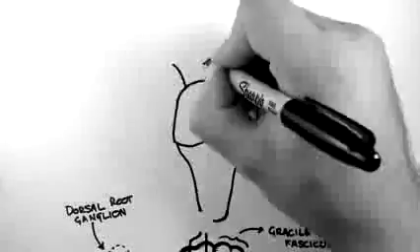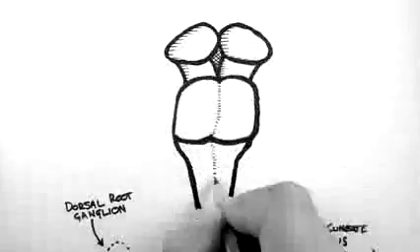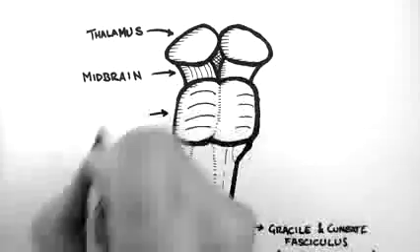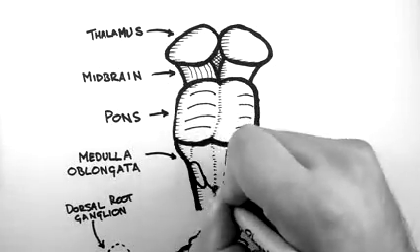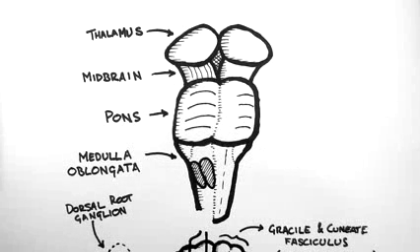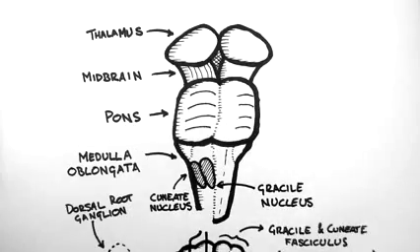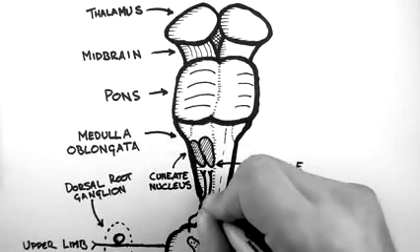From the spinal cord, the pathway ascends through the brainstem. So here is the brainstem plus the thalamus, which is not considered part of the brainstem. So we have the thalamus, the midbrain, the pons, and the medulla oblongata. In the medulla, there are 2 nuclei, which are the targets for the dorsal column. A nucleus is a discrete collection of cell bodies within the central nervous system. These 2 are named the cuneate nucleus and the gracile nucleus. And the cuneate fasciculus and the gracile fasciculus project to each respectively.